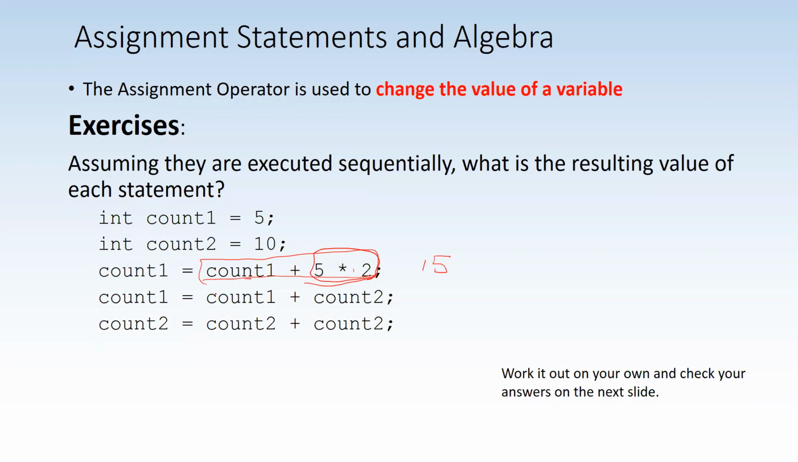So what is the value in count1 now? 15. And count2 is 10. So now you have 25. In count1 you now have 25, and count2 still is 10, so it gives you 20. Now count2 will have 20 in it.